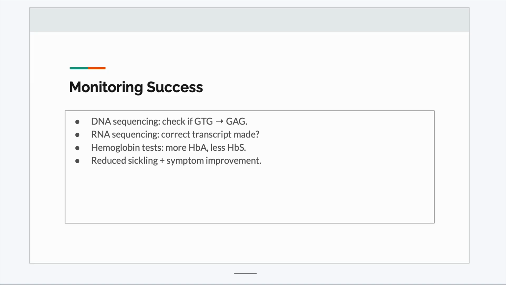Monitoring success. To make sure CRISPR worked, doctors need to check DNA, RNA, protein levels, and the patient's symptoms. They can sequence the DNA to see if the GTG mutation has been corrected back to GAG. They can measure RNA transcripts to ensure the right mRNA is produced. They can test hemoglobin levels to see if normal hemoglobin is present. They can also check the shape of red blood cells to confirm sickling has decreased. And of course, they can keep track of whether the patient feels better.